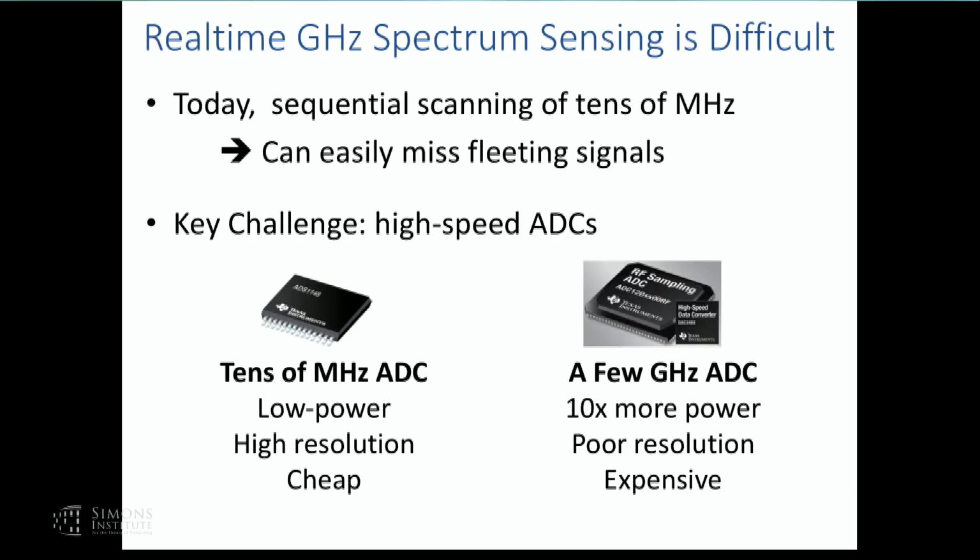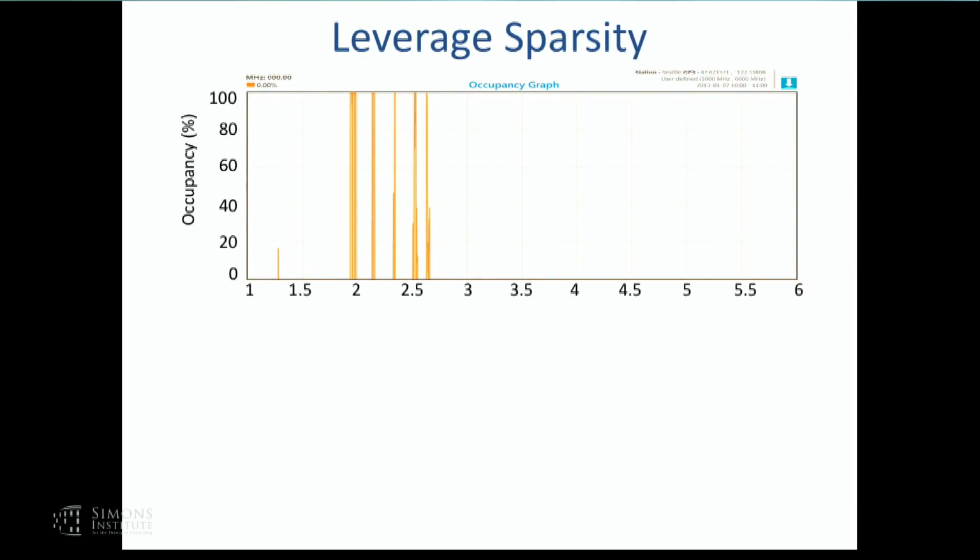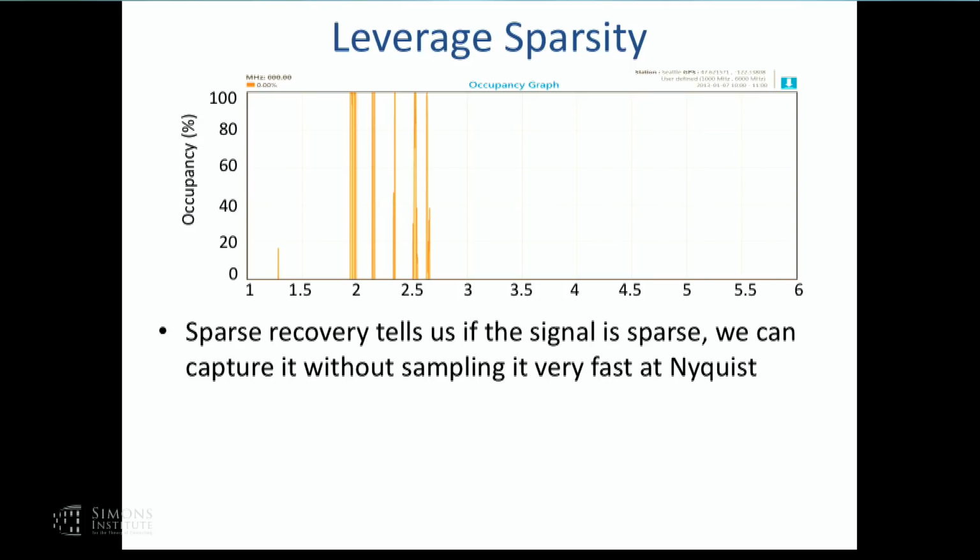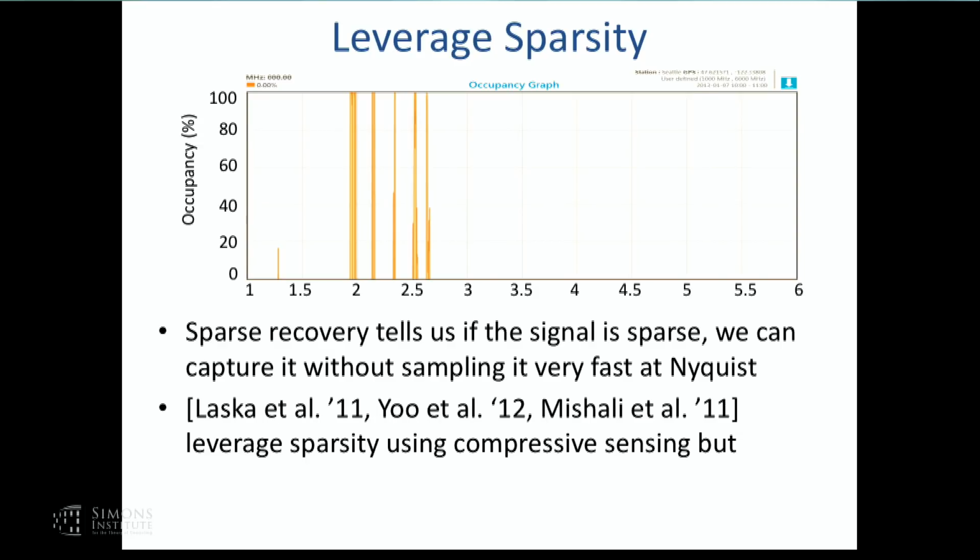And the idea, in the spirit of this talk, is to use sparsity. If the spectrum is sparse, we know from sparse recovery theory that you do not need to sample it as fast as at Nyquist rate. So you do not need to sample as twice the highest frequency. And indeed, there's been a lot of work on using compressive sensing to solve this problem.